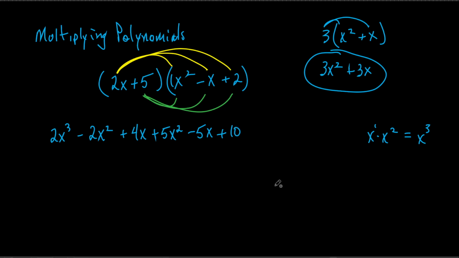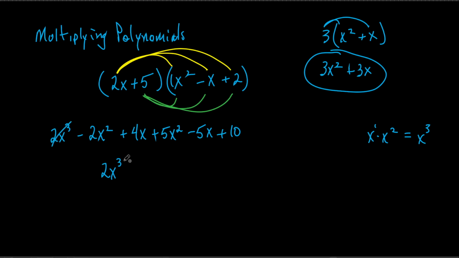Now, do we just circle it and we're done? We're done all the multiplication, but what should you always look for? Like terms. So let's take a look to see if we have any like terms. Let's start with the biggest one first, the x cubed. Do we have any other x cubes? Nope. So I just write 2x cubed.